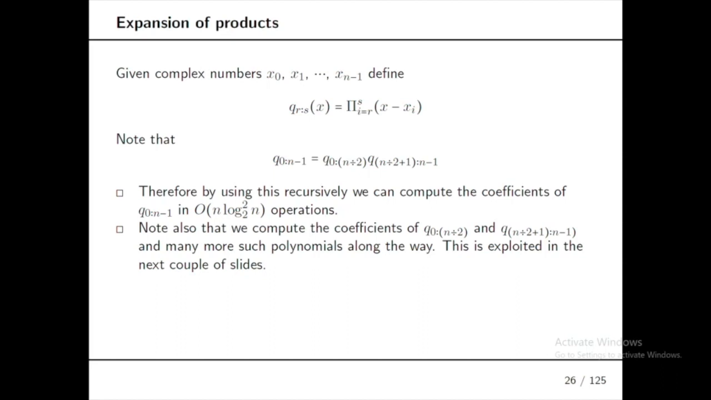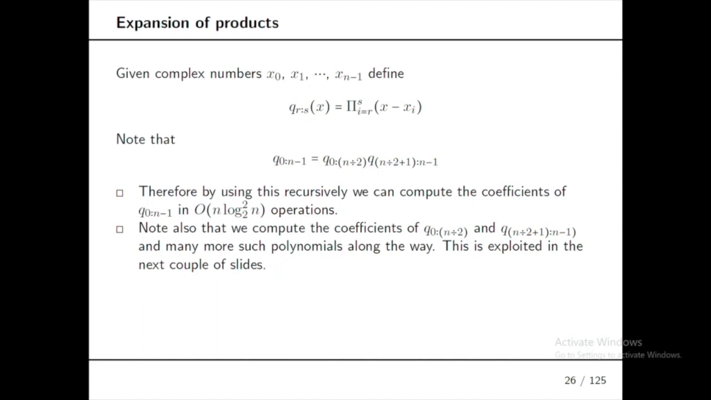One thing is to expand a product of linear terms. So I just follow this notation. I guess it's my own, but if I'm given n complex numbers x0 to x_{n-1}, and I want to form products involving the numbers from xr to xs, I call it q_{r:s}. Okay, so that's a product of just a few of those terms. How can I do that quickly? So you want to find the coefficients in the monomial basis. How do I do it?